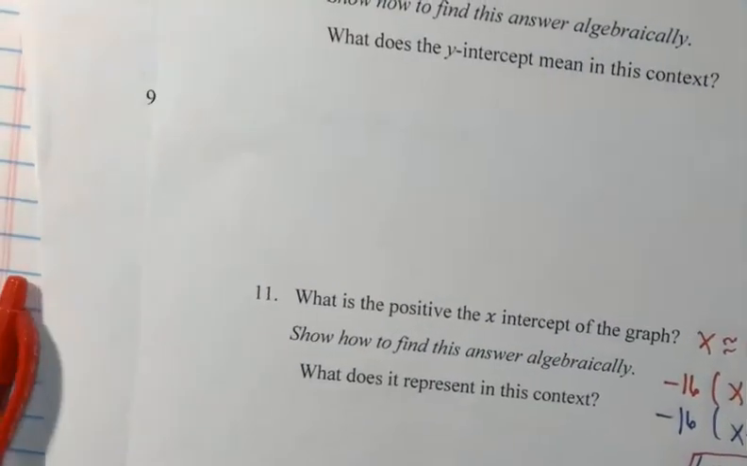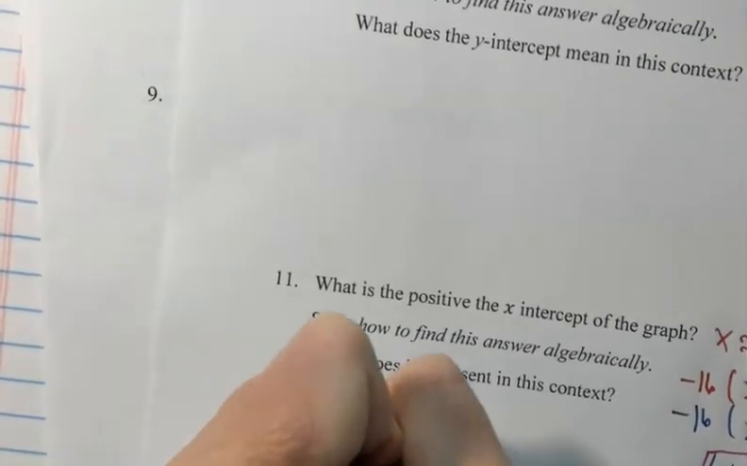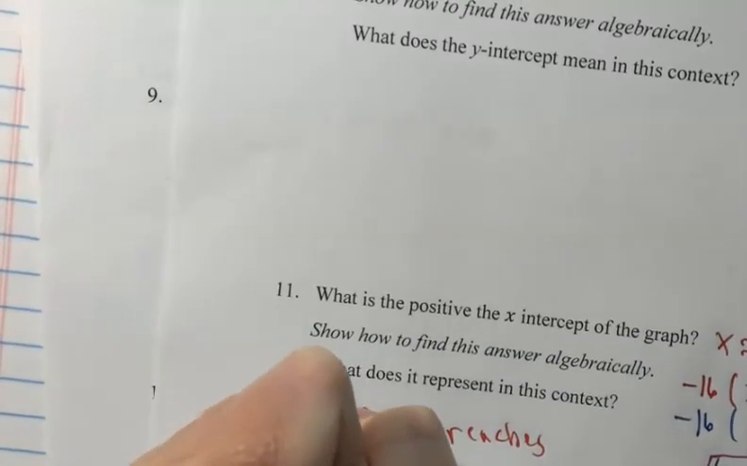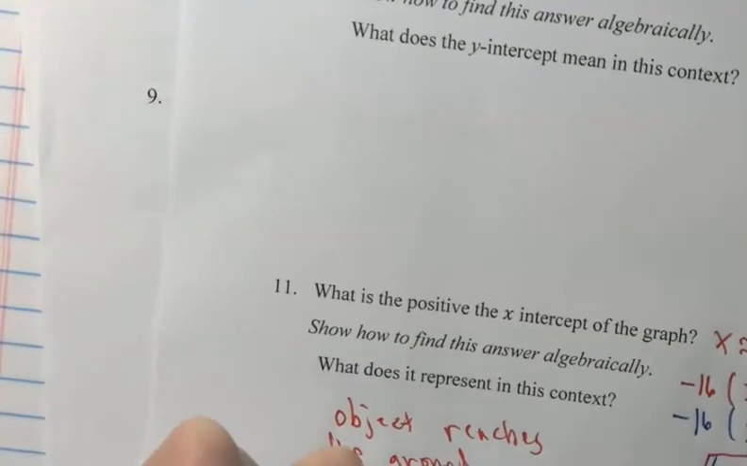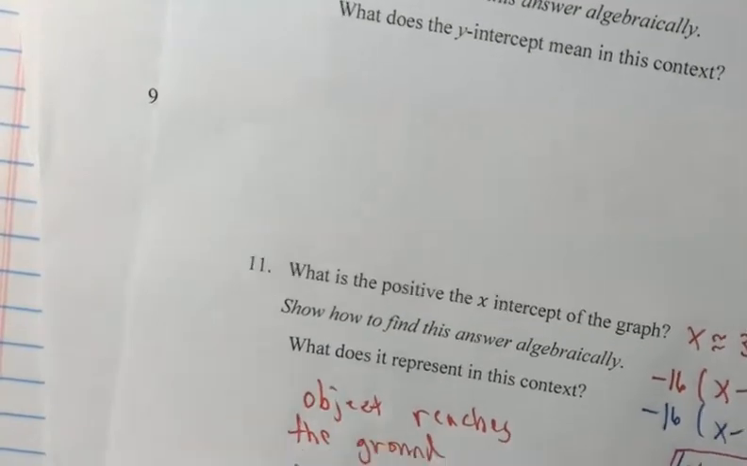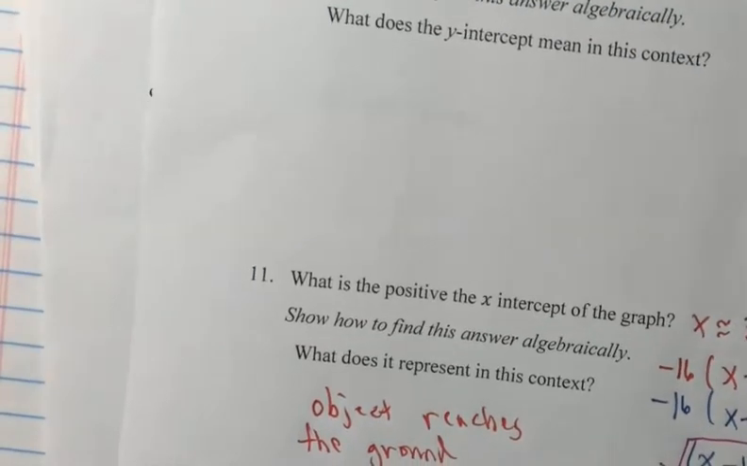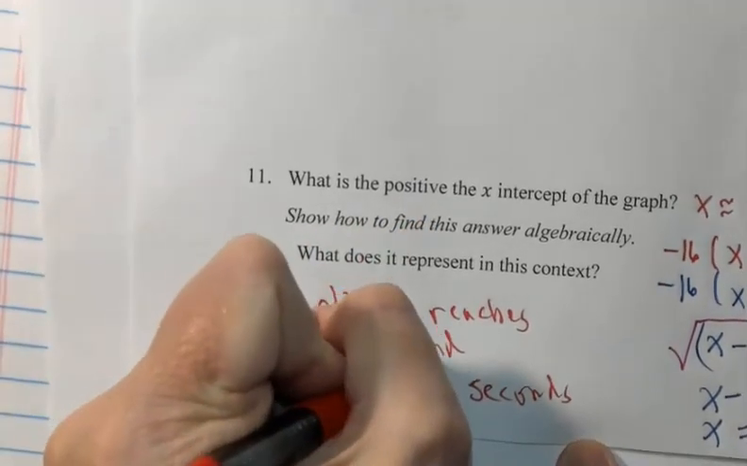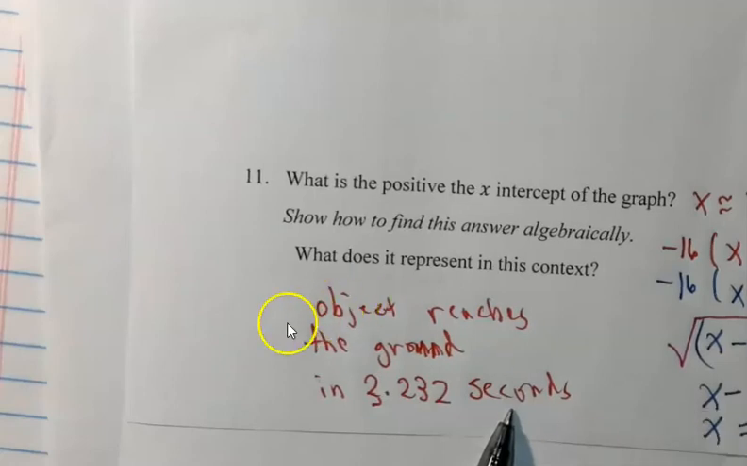So let's write what it means in this context. So the object reaches the ground in 3.232 seconds. Or it falls to the ground, or it's on the ground. So something similar to that. And I apologize for my handwriting, so hopefully you can read that. The object reaches the ground in 3.232 seconds.